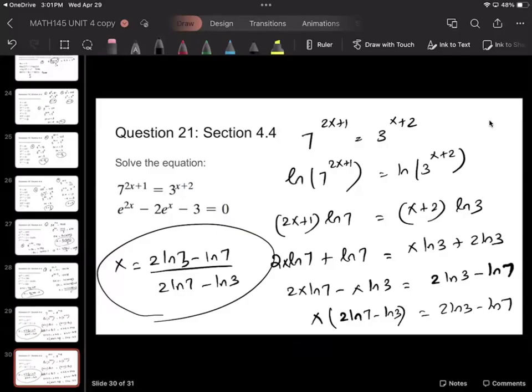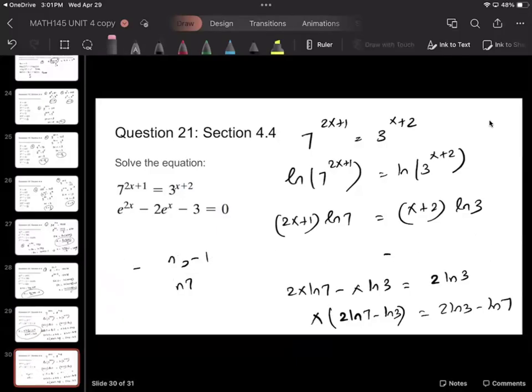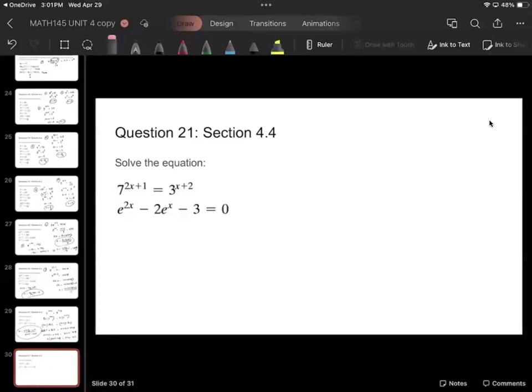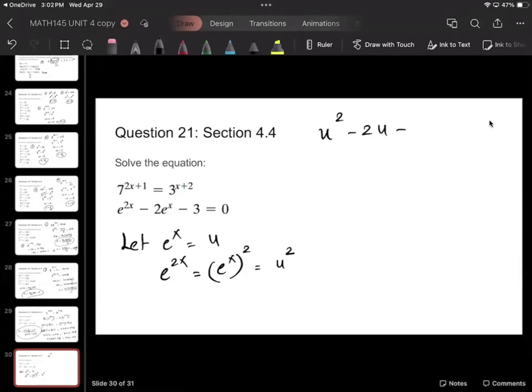Okay, then the second problem. If you look at the second problem, you immediately see that it is quadratic, right? So I'm going to do a quick u substitution here, and I'm going to say let e to the power of x be some variable u. Then e to the power of 2x is nothing but e to the power of x the whole squared, which is u squared. So my equation can be written as u squared minus 2u minus 3 is 0. So I can factor it like so and then solve it.